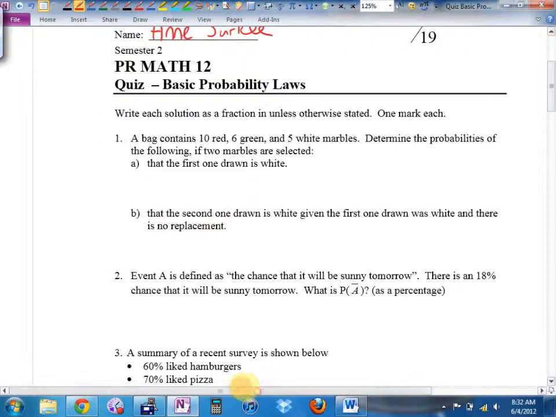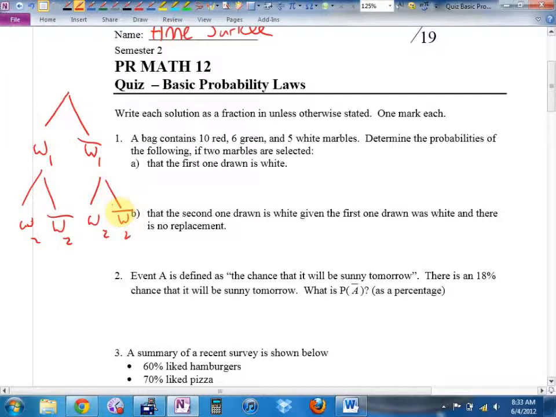I was going to do a tree with 3 sections, red, and then green, and then white. But since I noticed they're asking about white each time, I took a shortcut. I said my tree is going to go like this. White, not white on the first draw. White, not white on the second draw. White, not white on the second draw. You could have gone red, green, white, and then red, green, white, whatever.